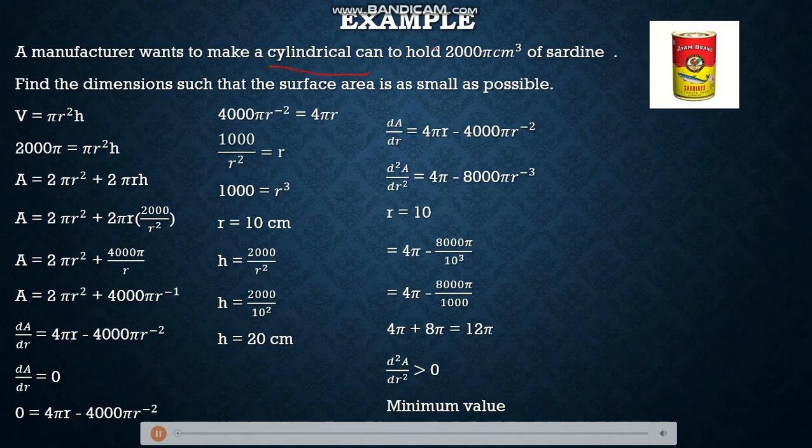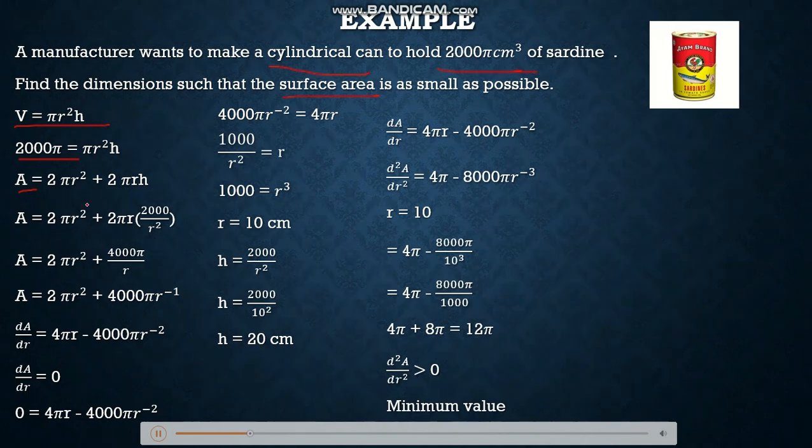To make a cylindrical can to hold 2005 cm³ of sardine, find the dimensions such that the surface area is as small as possible. We write down the formula for volume: V is equal to 2 pi r square h. The given 2005 cm³ is the value of volume. So we write down, we want to find the surface area. We write down the formula for the area of a cylinder: A is equal to 2 pi r square plus 2 pi r h.